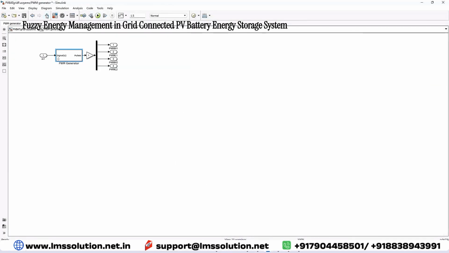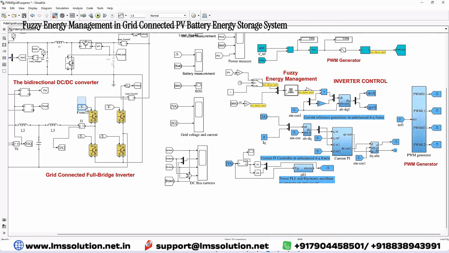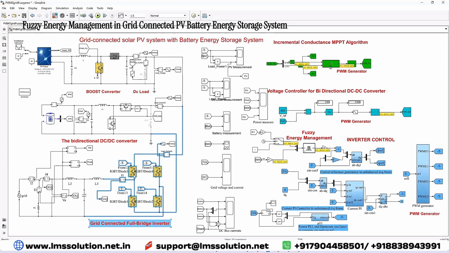This PWM generator generates the pulses, and these pulses control the inverter. It automatically controls the current of the inverter in both directions, so the current can flow from this direction to that direction.